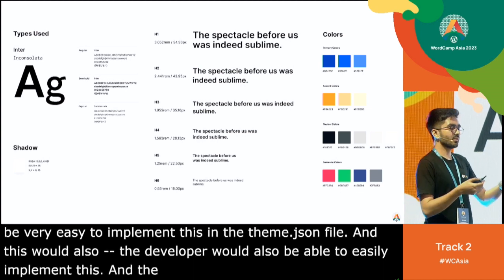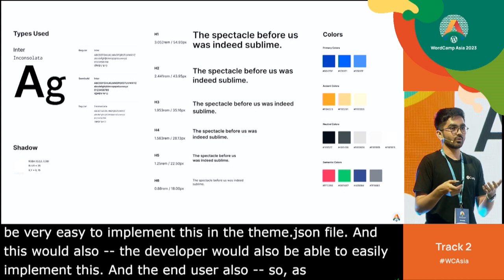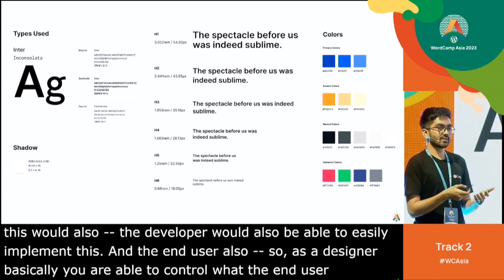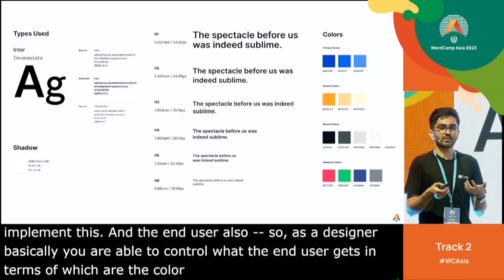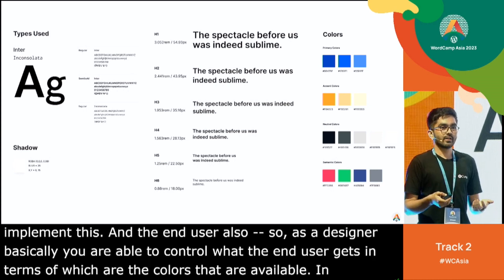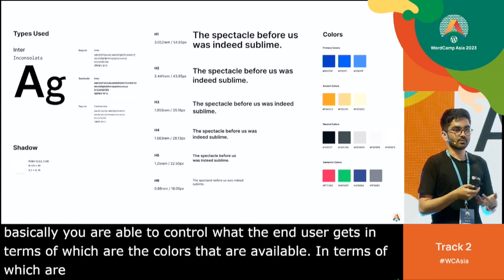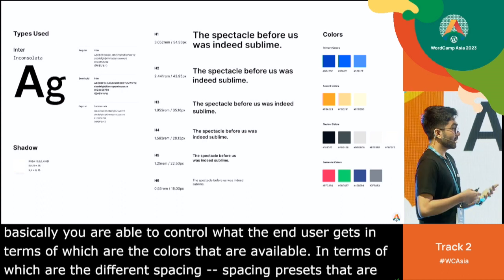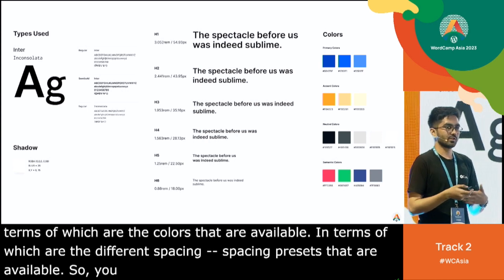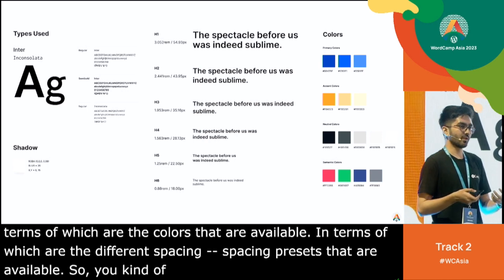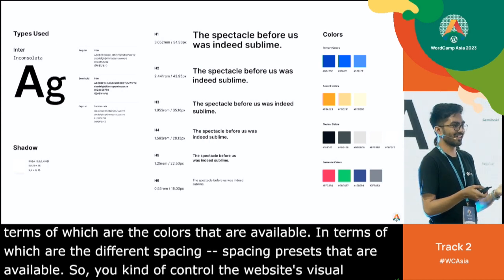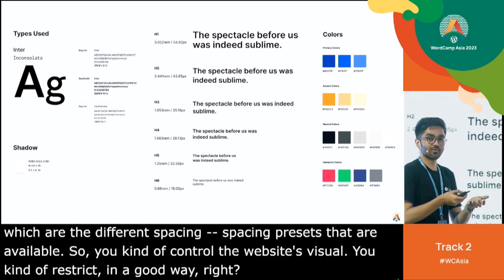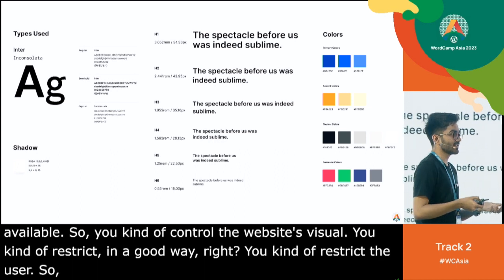So as a designer, basically, you are able to control what the end user gets in terms of which colors are available, in terms of which different spacing presets are available. So you kind of control the website's visuals, or you kind of restrict in a good way. Right? You kind of restrict the user. So there is uniformity on the website's visuals.